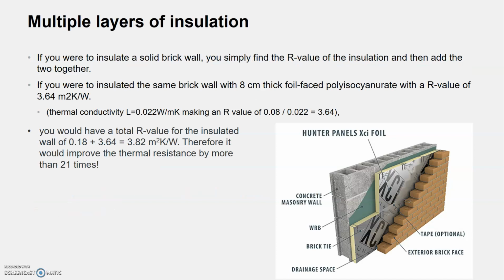Now, what happens if you have multiple layers? If you have a layer of brick followed by styrofoam insulation, followed by a water barrier, followed by some concrete masonry units, what you can do is add up the R values of each individual component. And if you do that, you can actually get a much better thermal insulator.